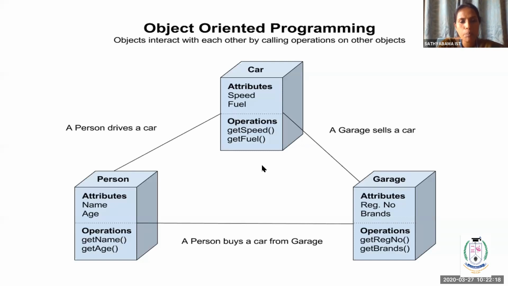So by seeing this pictorial representation, here are the other objects too, and every object should communicate. For example, the garage sells a car, the person drives the car, and similarly the person buys the car from the garage. So every object communicates with each other. Hope you understood the object concept. Remember that an object is nothing but a composition of attributes and operations.